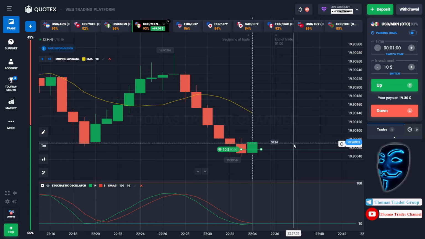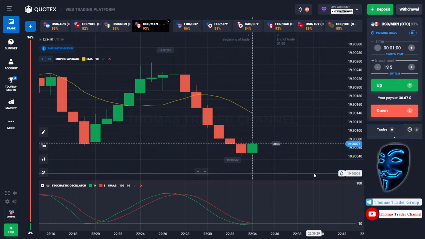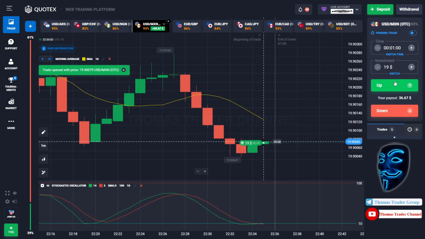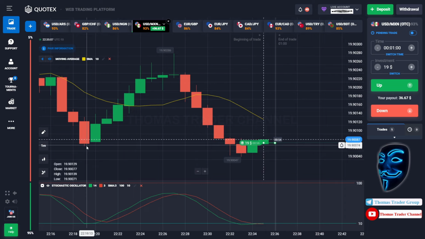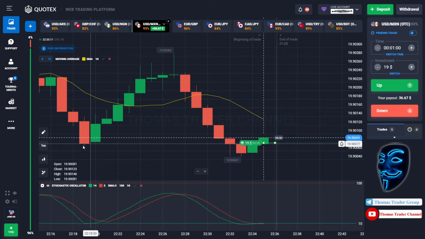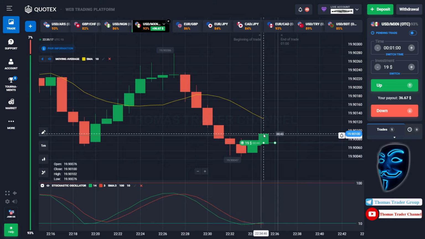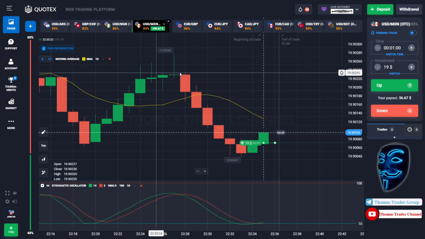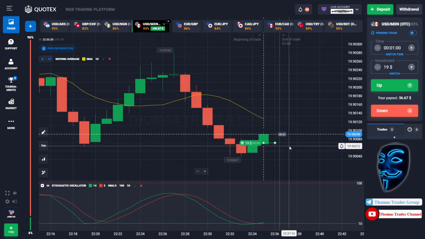We made a right prediction over here. We made a profit of $19. Let's change our investment into $19. And over here we still can open buy for 1 minute. Like what I said before, when the market has the support area, the market will make a rebound and the market will find the resistance area again over here. Let's prove it and let's wait till the end of our trade.